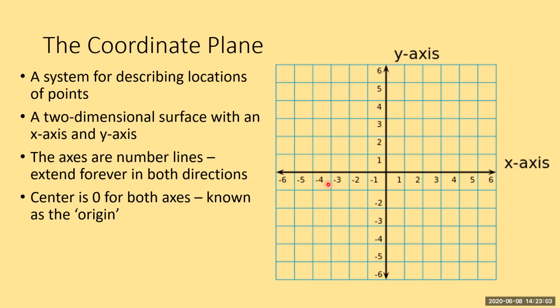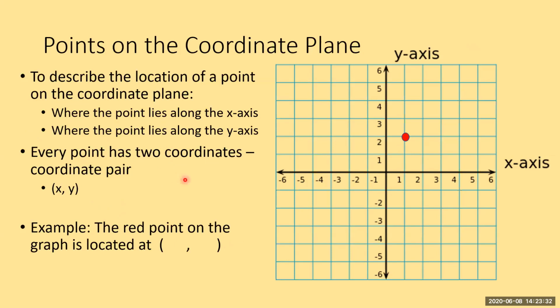Note here that these two axes, these two number lines, meet at the center. And at the center is where both number lines have the value of 0. This center point, the point on both of the number lines where they're both equal to 0, is known as the origin. Because it's this central point, it has its own special name. It's called the origin.